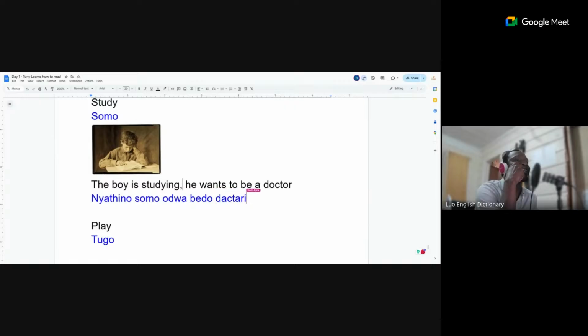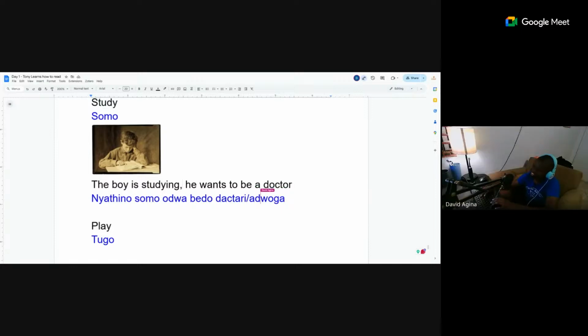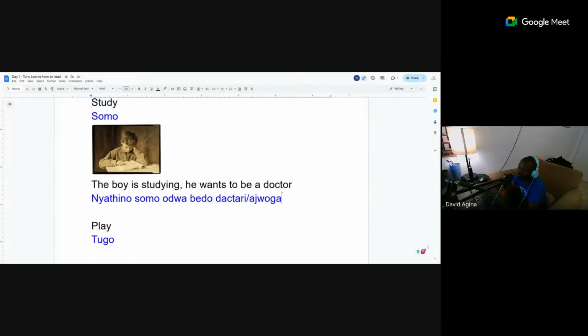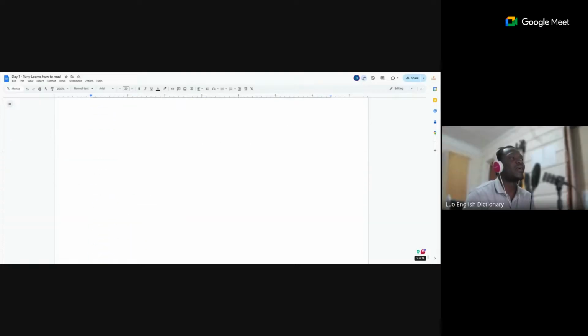Now, sometimes daktari is also called ajuoga. So daktari slash ajuoga. Okay, can you say the sentence? Yes. Then we look at play.